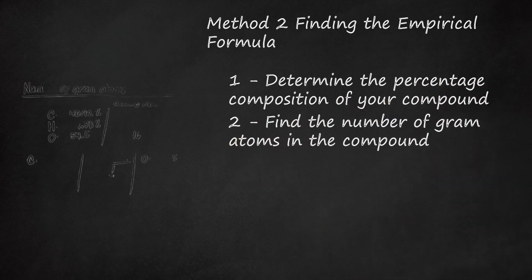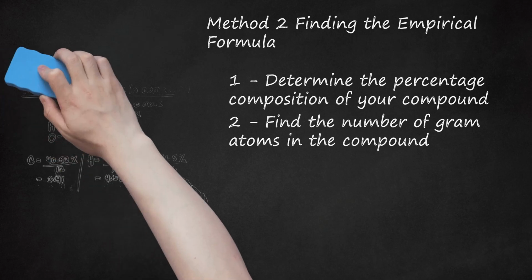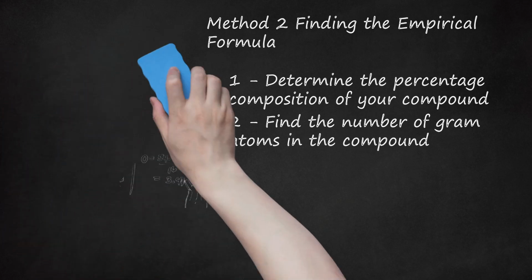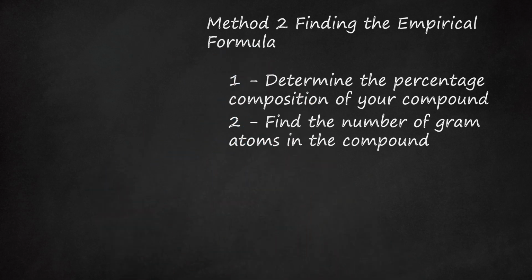2. Find the number of gram atoms in the compound. As discussed in Part 1, the equation for finding the number of gram atoms is the percent of the element in the compound, divided by the element's atomic mass. For our example, the atomic mass of carbon is 12, hydrogen is 1 and oxygen is 16. Number of gram atoms of carbon equals 40.92 divided by 12, which is equal to 3.41. Number of gram atoms of hydrogen equals 4.58 divided by 1, which equals 4.58. Number of gram atoms of oxygen equals 54.50 divided by 16, which is equal to 3.41.